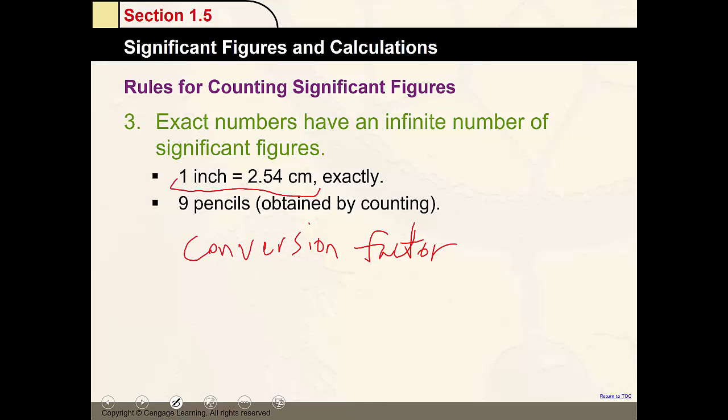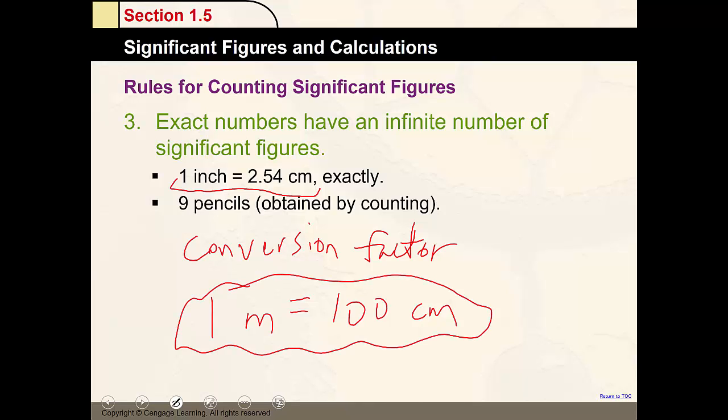And later on we're going to talk about, or today we talked about the metric system and how 1 meter is equivalent to 100 centimeters with all those different prefixes used in the metric system. So all of these conversion factors, we assume when we're using these have an infinite number of sig figs. So you ignore them when doing any calculations.